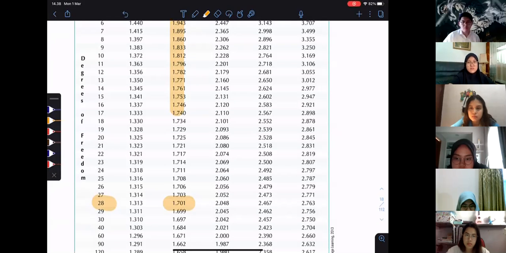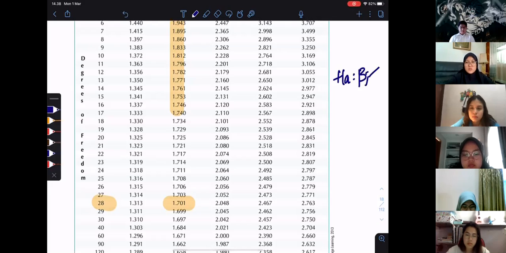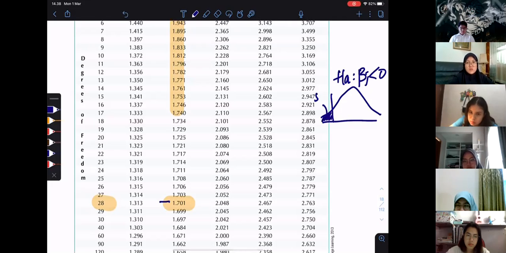It really depends on the sign of the alternative hypothesis. So suppose that your alternative hypothesis is actually beta j lower than 0. Then your critical value is now minus 1.701. Why? Because you're testing here. This is the 5% level. And so it's minus 1.701. So be careful. It really depends on the alternative hypothesis.